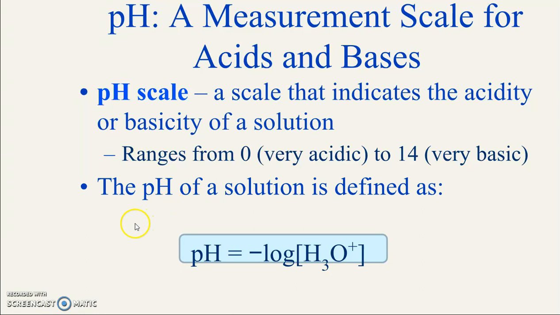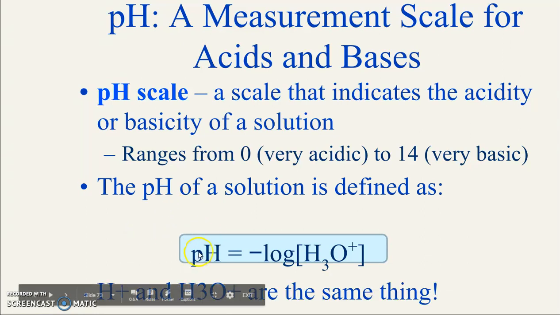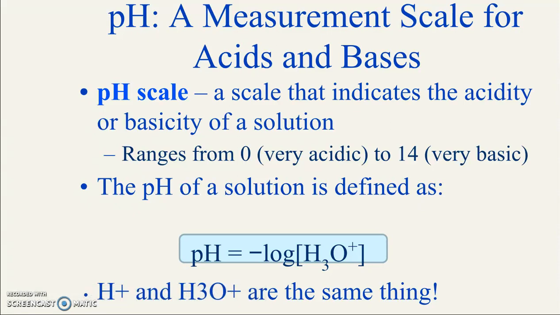So the pH of a solution is defined as the negative log of the hydronium concentration. So you're going to take however much hydrogen is there, the negative log of that, and that is going to tell you what the pH is in numerical form. So it is just the negative log of whatever your hydrogen concentration is. Hydrogen and hydronium are the same thing, so we use them interchangeably, whether it's H+ or H3O+. H+ technically doesn't exist in nature, but it exists as H3O+. It's just easier to write it as H+.